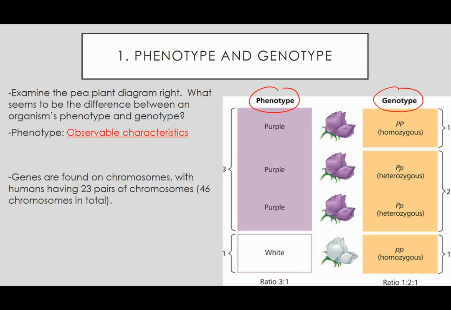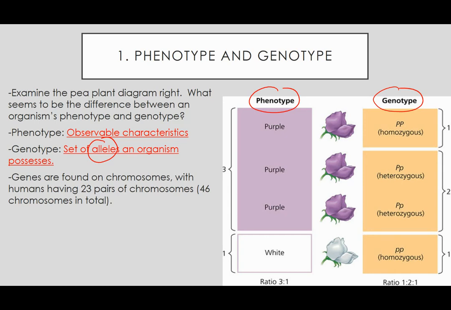So we can see that 3 of the offspring are going to be purple, whereas 1 of the offspring is going to be white. Genotype deals with the set of alleles, which is a new term that we're going to look at in a second, that the organism possesses. Genotype deals with the genes, the genetic sequence that displays a certain characteristic.